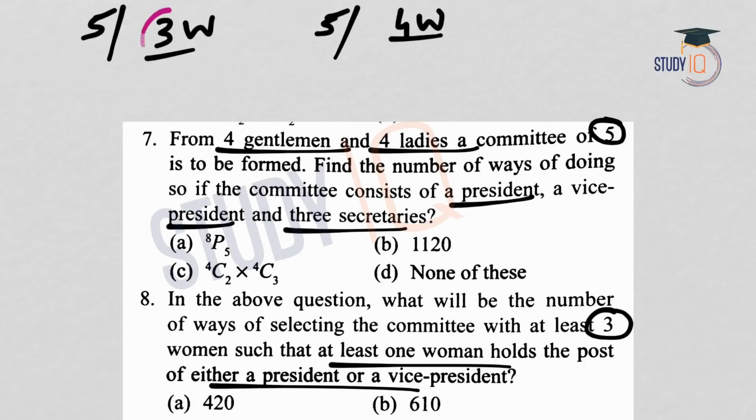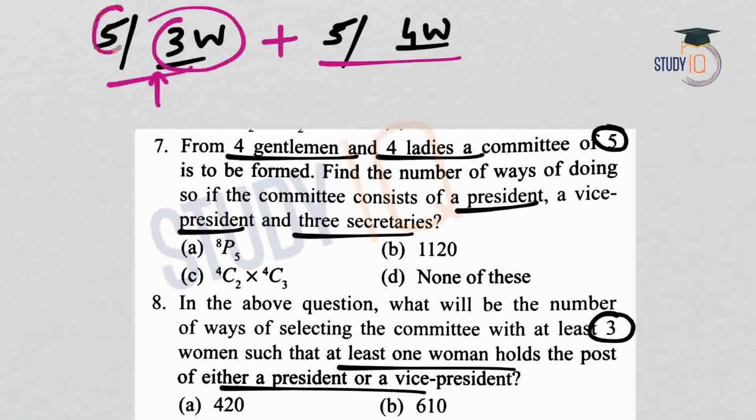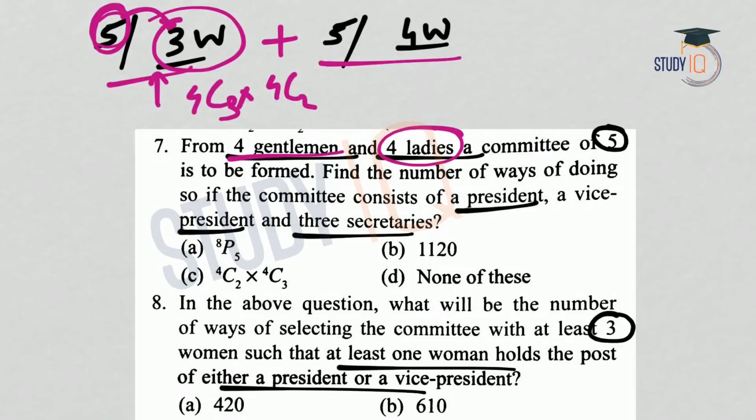Okay, so in this first case 3 women must be there. Now how many ways can you do this? Out of 5, 3 are women, so from 4 ladies you need to select 3 women, which can be done in 4C3 ways. Then out of 5 you need 2 men, gentlemen, so that you can do in 4C2 ways. So 4C3 into 4C2 ways you can do the selection part.